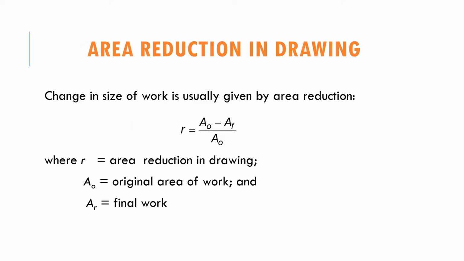Here is the animation of how the process takes place. The workpiece will go inside here, and then it will be pulled, and it comes out smaller in diameter compared to the initial one. The change in size of the work is usually given by the area reduction, the cross-sectional area of the work part. It is calculated using r equal to A naught minus A final over A naught. This is the reduction ratio, where r is the area reduction in drawing, A naught is the original area of work, and A final is the final area of the work.